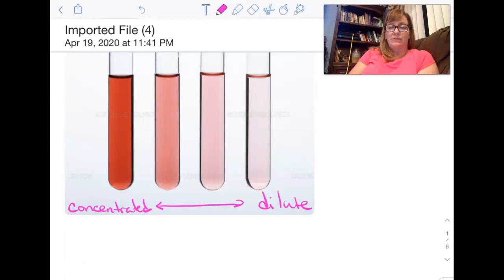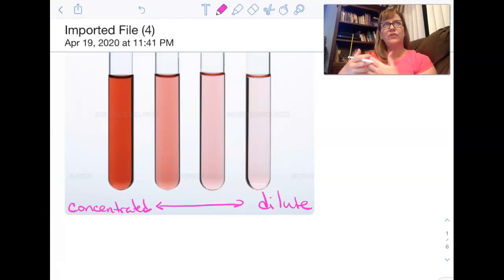When I was a kid, we used to make orange juice from concentrate, right? So in the freezer section, there were these cans of really concentrated orange juice, and we'd put it in a pitcher and add water to it, and we'd have our orange juice. What we were doing by adding water to it was we were diluting it.